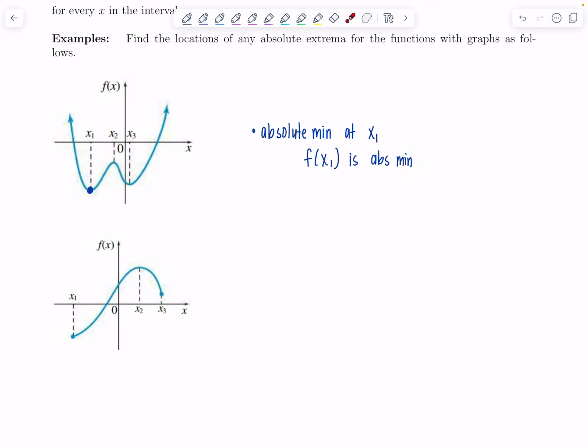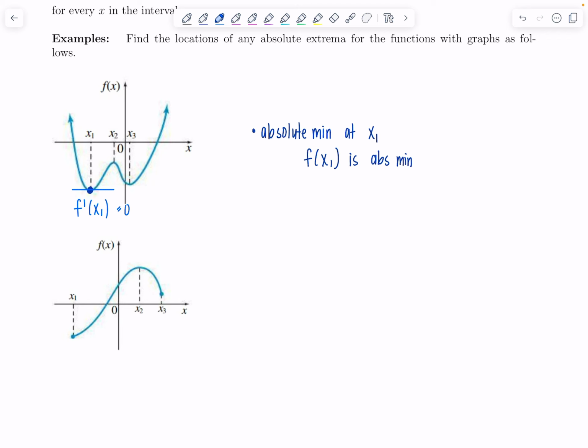Now, x1 also yields a local min, just like x3 does, but only f of x1 is the absolute min. This function value is smaller than the function value here. Also notice our derivative is 0 here, because if I drew a tangent line, its slope would be 0. So f prime of x1 is 0. That means x1 is a critical number.